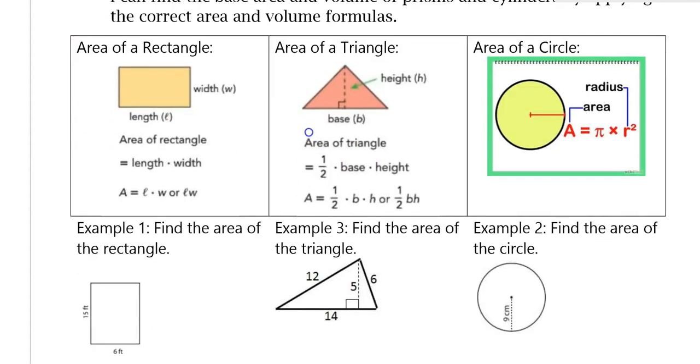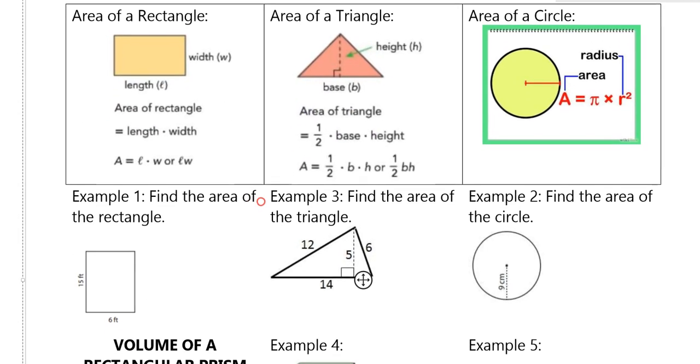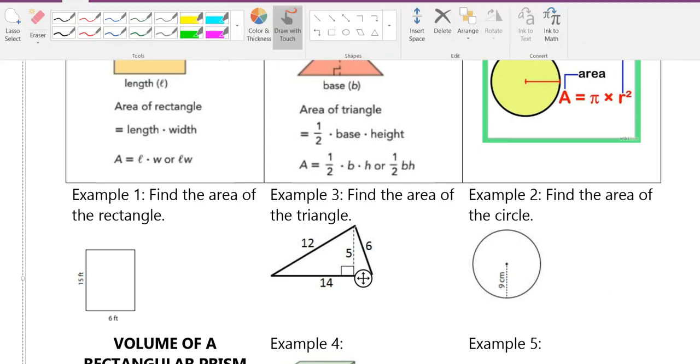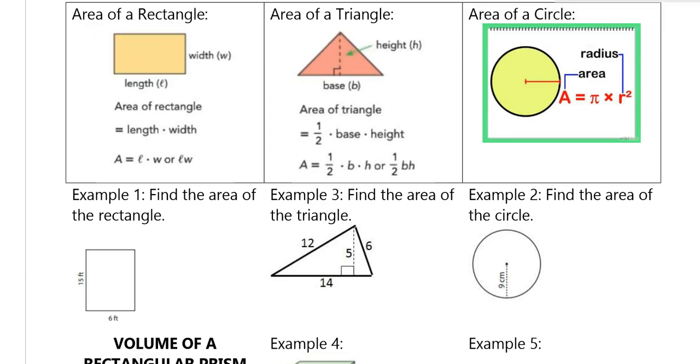All right. Area should be super easy, but we are going to review it. Area of a rectangle. We know what the area of a rectangle is, right? The area of a rectangle is length times width. Easy enough. Area of a triangle. We should also know this, but again, we are going to review it. Area of a triangle is 1/2 base times height.